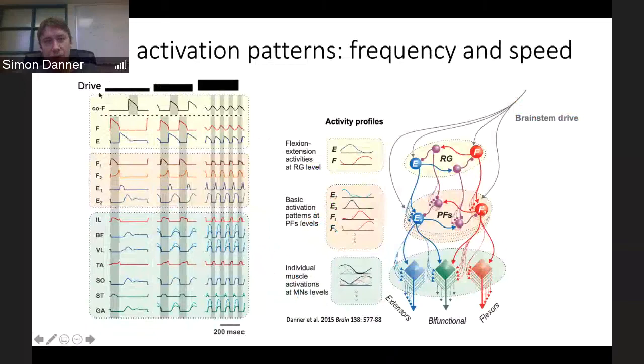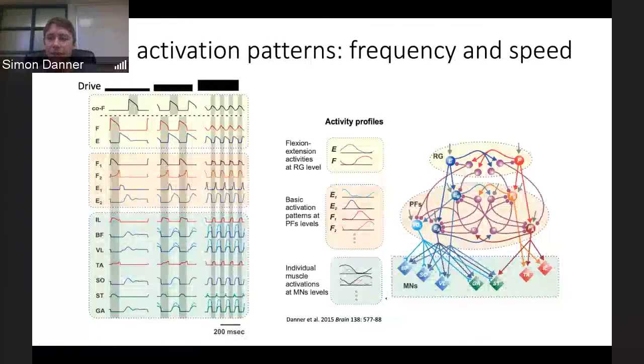Now, with an increase in drive, the frequency of the flexor centers is increasing. We still have the change from left-right alternation to synchronization, and the patterns in the pattern formation layer scale with the frequency, and so do downstream the specific motor neuron activation patterns as well.